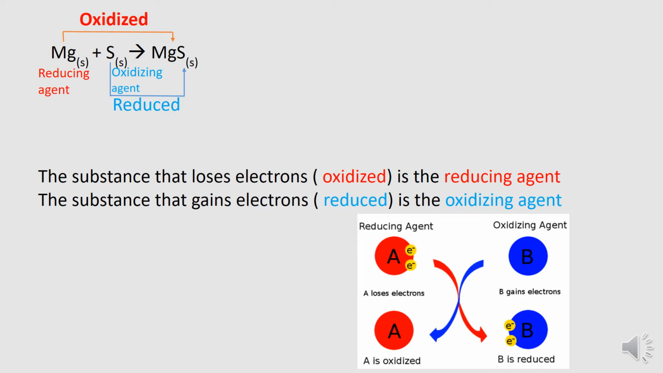The figure below abbreviates what we explained. We say A in red is the reducing agent. A loses electrons, so A is oxidized. B in blue is the oxidizing agent. It means here B gains electrons, so B is reduced.